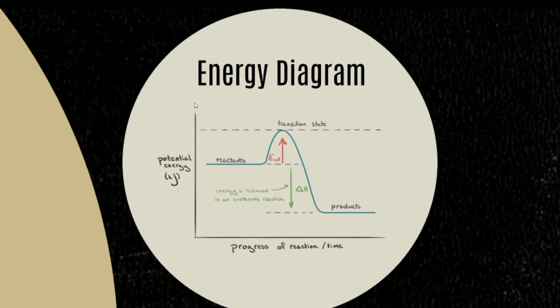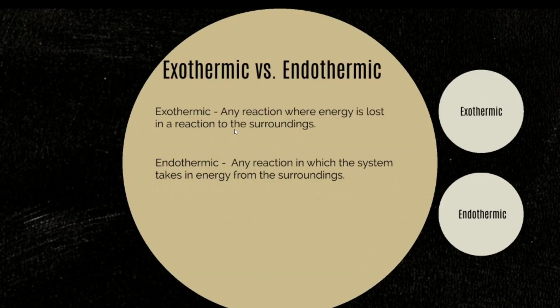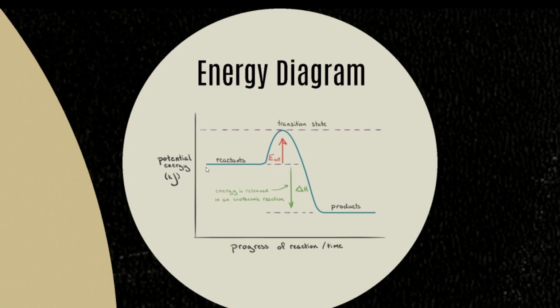And this is an example first of an exothermic diagram. And here you see that our reactants have a high potential energy. Okay, so that's the energy that's stored within the molecules. We activate and get them to a transition state. And I'm going to show you how to go ahead and figure that out.